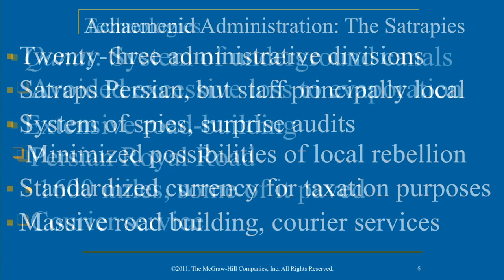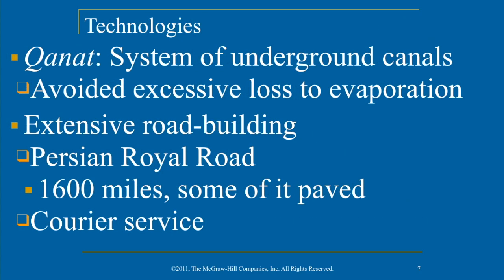The technologies that they developed under the Achaemenid system included the Qanat, a system of underground canals. If anybody's ever used a hose outside on a hot day, after about 20 minutes, all the water that ends up on the sidewalk will eventually evaporate. Water has, especially in this area of the globe, the Middle East, a big problem with evaporation. So building these Qanat, or system of underground canals, allowed for water to travel great distances without being evaporated by the sun. As said before, they did extensive road building.